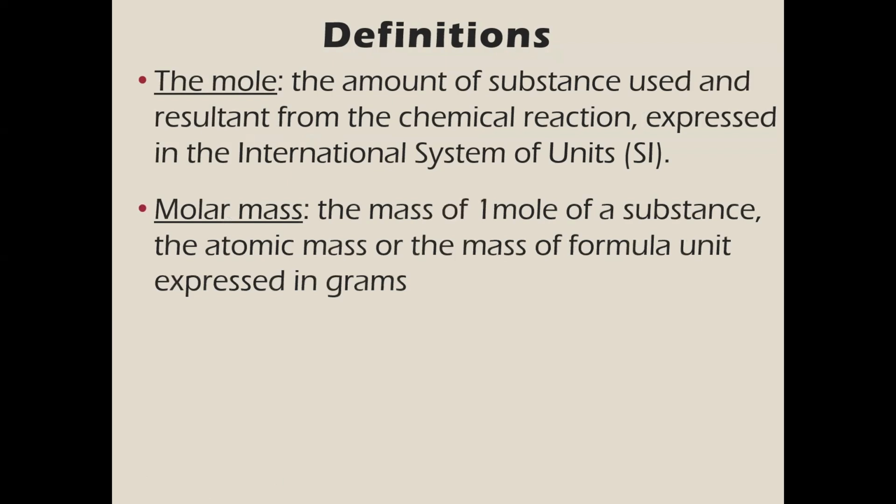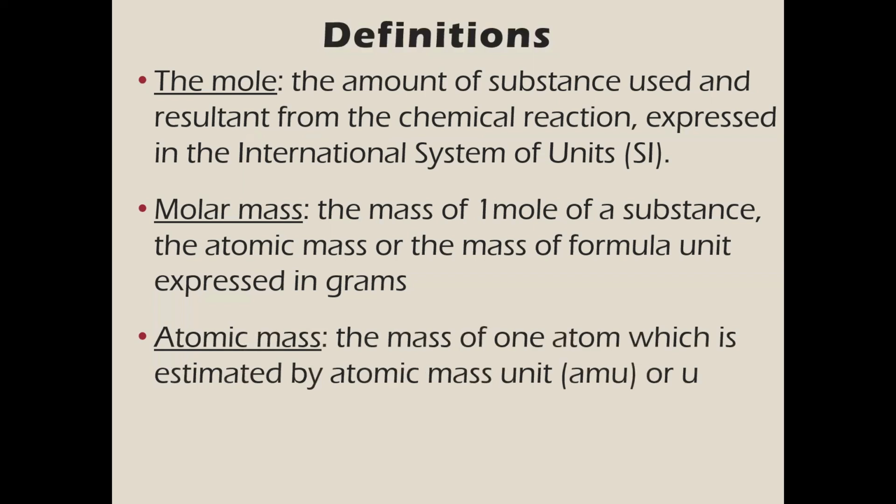And we have another definition, which is the molar mass. This is the mass of 1 mole of a substance. So when H2 enters the reaction, one mole of H2 has a molar mass, and it is expressed in grams. The atomic mass is the mass of only one atom. You know, atom is the simplest unit, and the atomic mass is the mass of one atom, and its unit is the atomic mass unit, or AMU, or U. Okay, so we have a difference between the atomic mass and the molar mass. The molar mass is the mass of 1 mole and is expressed in grams, while atomic mass is the mass of one atom, which is expressed in U or AMU.